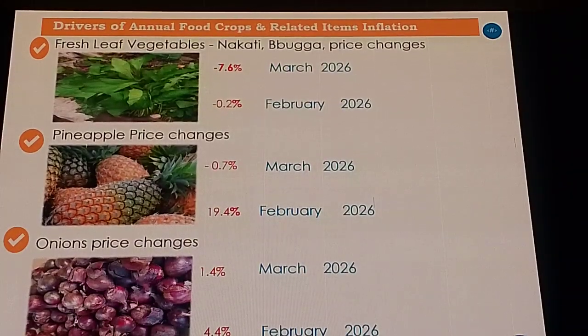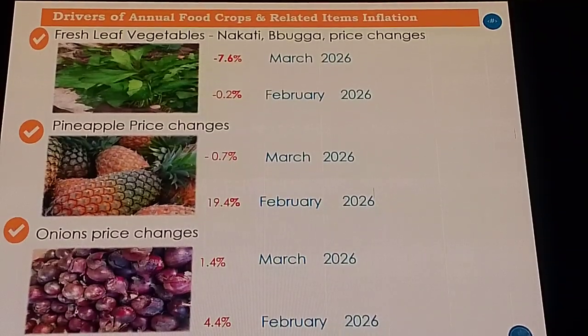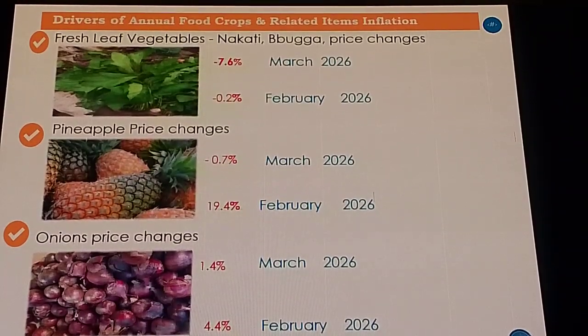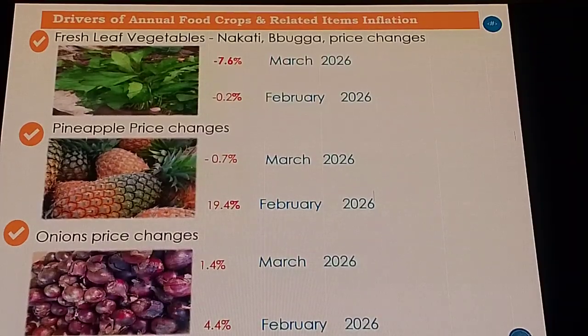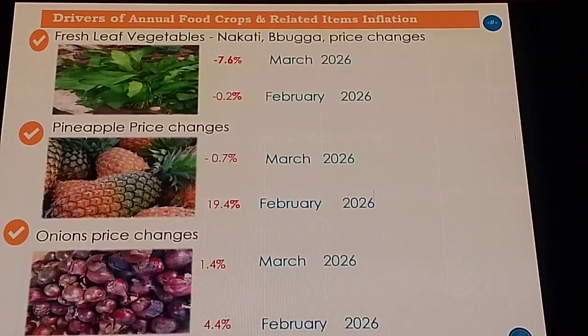Prices of onions have slowed down to 1.4% in this month of March 2026 compared to the 4.4 that was recorded in February 2026.